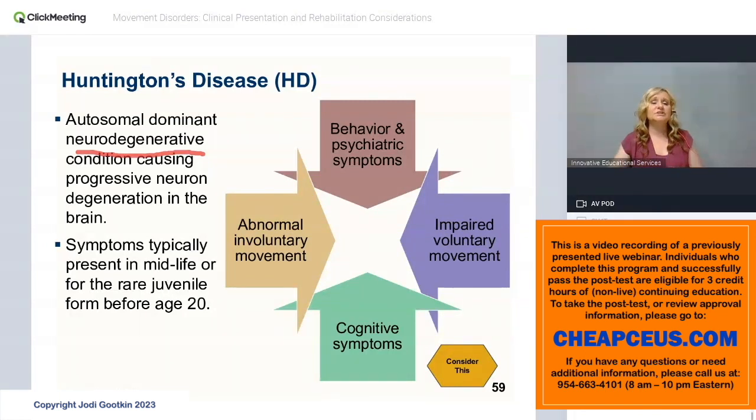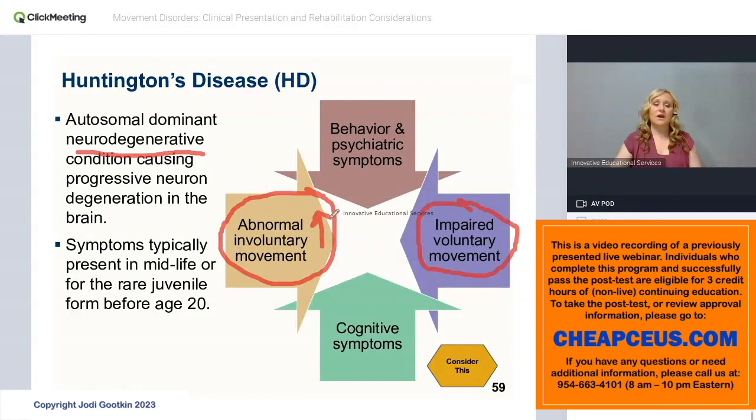And what they find in this condition, there is a juvenile form, it's not as common, is, again, twofold: the individual has difficulty initiating voluntary movement, and they're also going to have excessive involuntary movement. So this is a hyperkinetic disorder. They're going to have an excess of that involuntary movement, but they're also going to have difficulty initiating their movement. Combining that with behavioral, cognitive, and psychiatric symptoms. So there are multiple centers that are impacted for these individuals. Unfortunately, after diagnosis, usually midlife, unless they have the juvenile form, 10 to 20 years is the life expectancy.